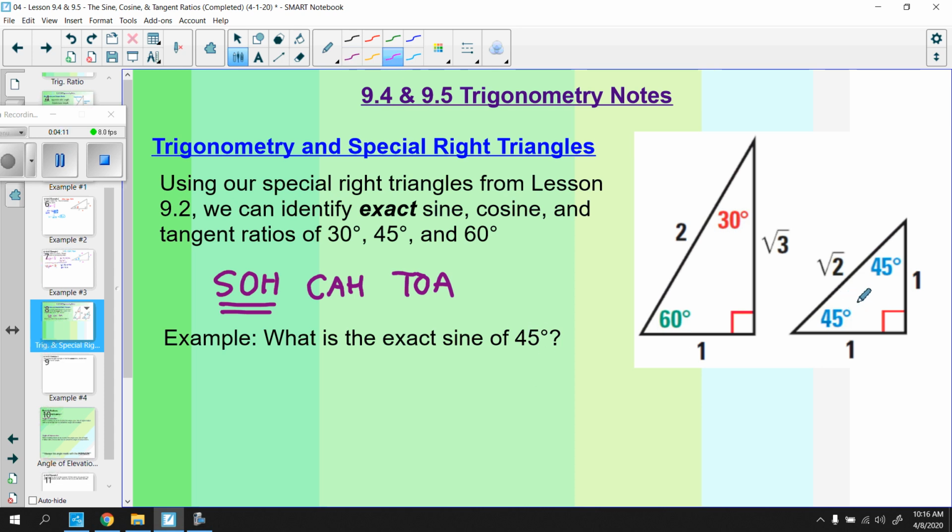We put our little stick person here at the 45, either one of the 45s, it doesn't matter. Here it's the same. If I label everything, the side that's opposite of me is over here. The side that's right next to me is my adjacent side, and the hypotenuse is always the hypotenuse. Okay? So we'd look at the ones that we're interested in.